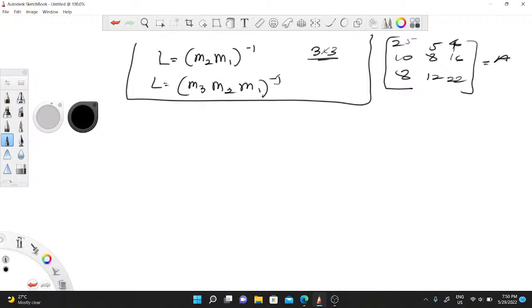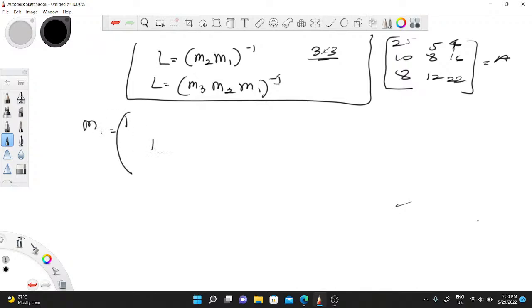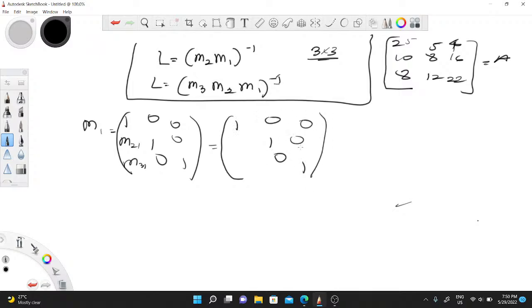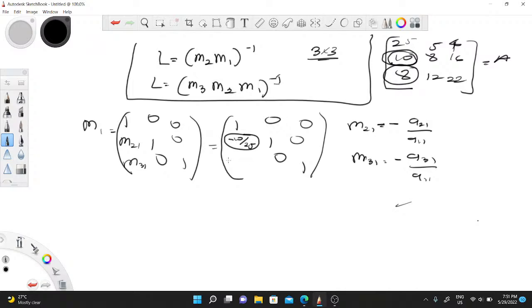So what you do is, first of all, you find your multiplier matrix one. It's of this form, with M21 and M31. To find M21, it is equal to negative A21 over A11. And to find M31, it's equal to negative A31 over A11. The way we found this was to take the coefficient matrix: it is negative this over this, and then for the next one, negative this over this. You understand? So you have negative 10 over 25, negative 8 over 25.